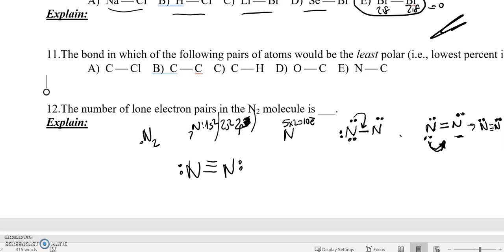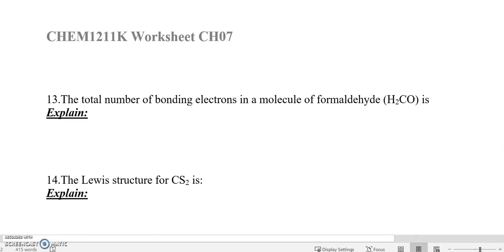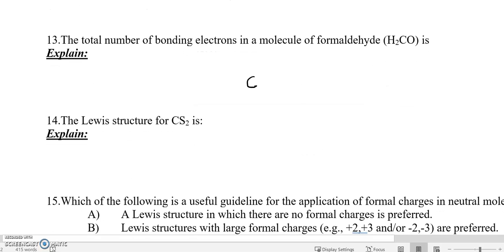So the number of lone pair electrons is 4, right? We got 2 pairs of electrons, so it's going to be a total of 4. Next, the total number of bonding electrons in the molecule formaldehyde. So we have a carbon, and we have oxygen, and then we have hydrogen, and we have hydrogen.